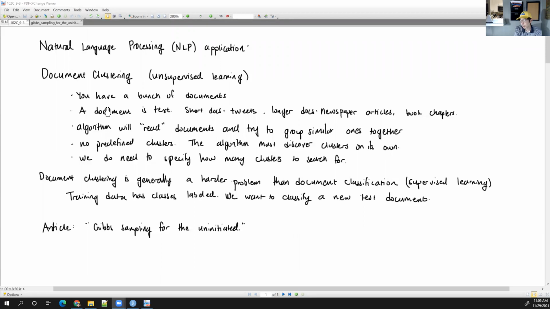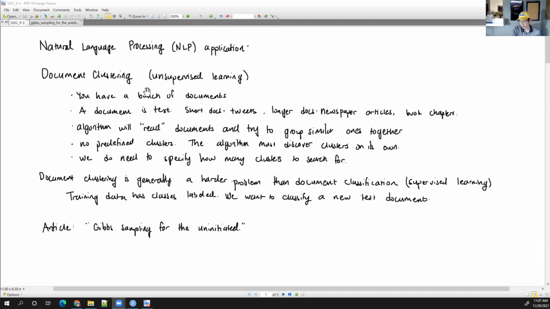And so one thing is, because we are doing a cluster search, we do need to specify how many clusters to look for. So the simplest would be to look for 2 clusters, but you can also make it more complicated and say we want to find 10 clusters of documents, things like that, right? And basically we're going to have it read through, and it's going to try to group similar documents together.